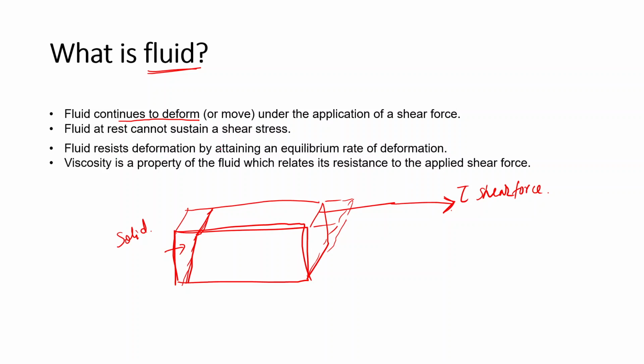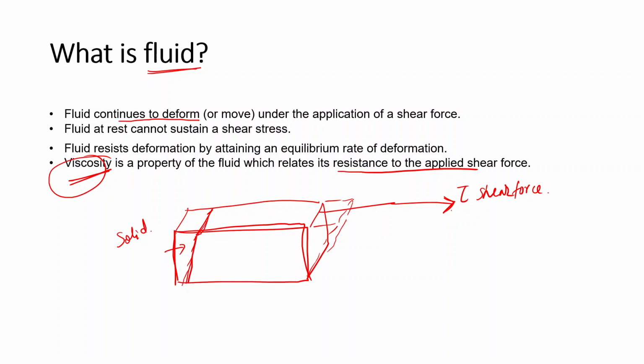The fluid resists deformation by attaining an equilibrium rate of deformation. So as soon as some kind of force is applied, there will be deformation in the fluid. And the property of the fluid due to which it resists, which relates its resistance to the applied shear force, is known as viscosity. So due to this viscosity, there is permanent deformation, or the resistance is applied to the shear force in case of fluid.